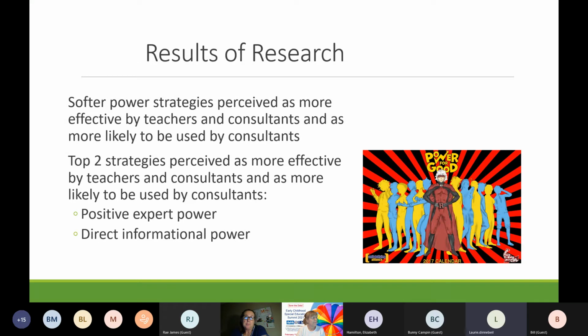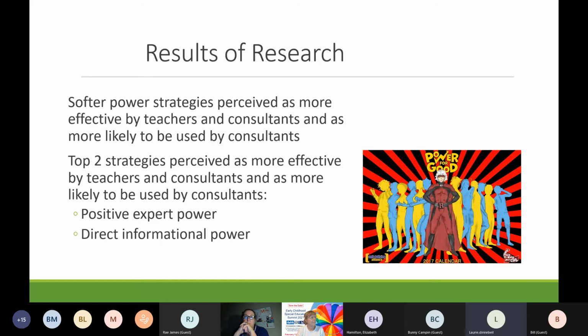What they found was that the softer, more positive power strategies, like demonstrating your expertise through a positive expert power strategy, or providing good quality information about why to use a particular strategy, were perceived as more effective by both teachers and consultants, and as more likely to be used by consultants, than those negative kinds of strategies.